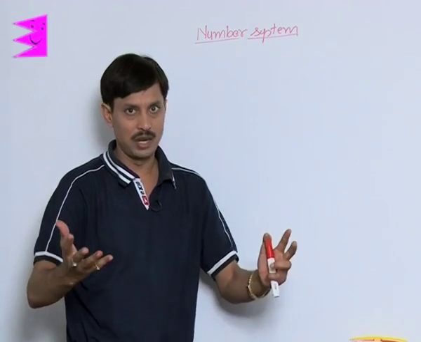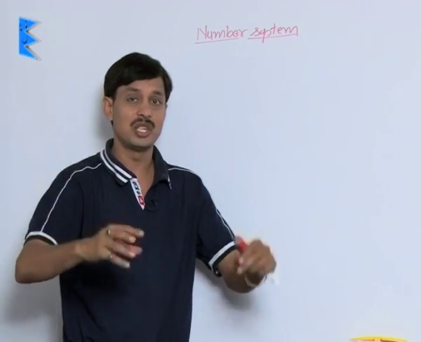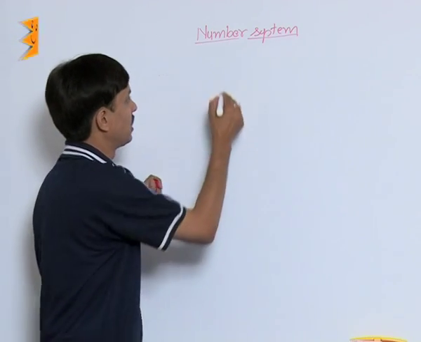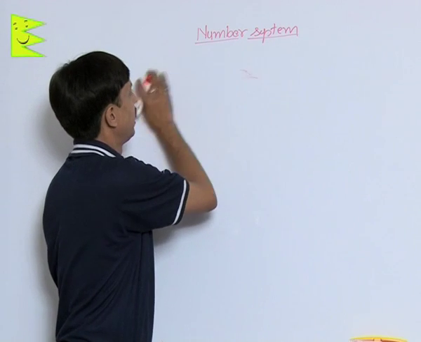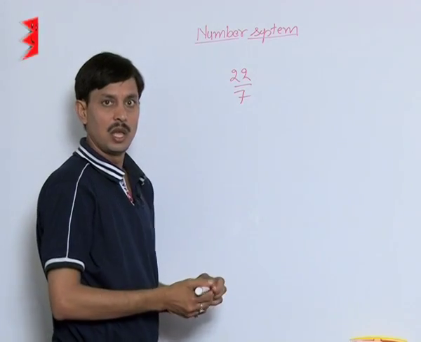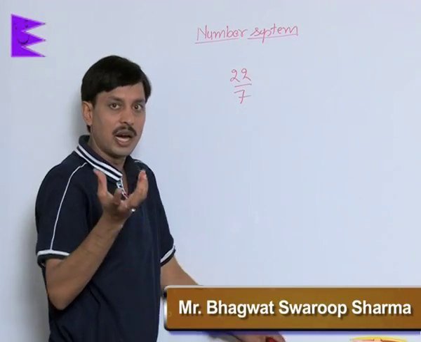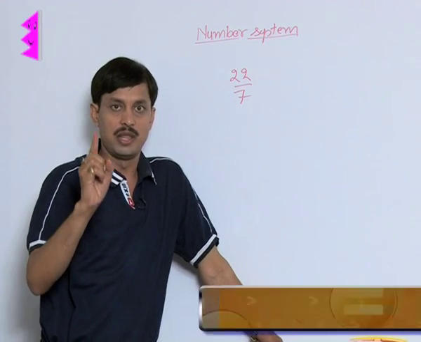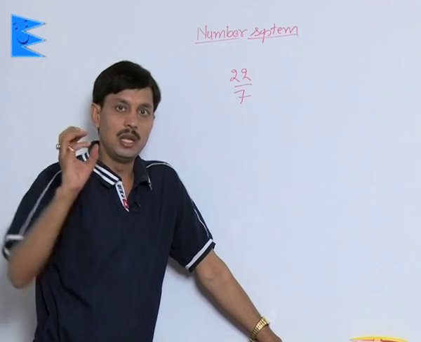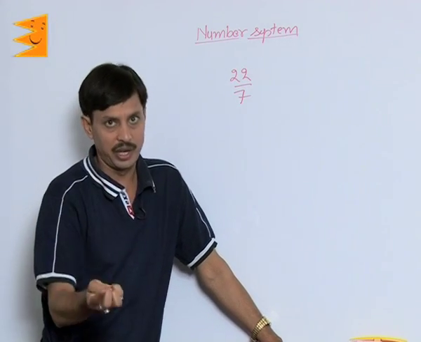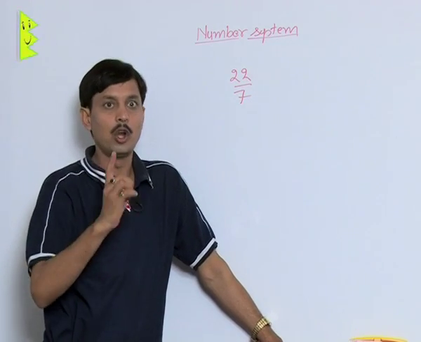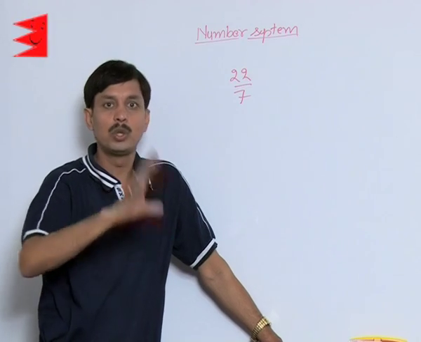Decimal form of a rational number is nothing, it is just division of the numerator by the denominator. Suppose I take an example, 22 by 7. Before I start dividing, I must have a thought whether its division will be terminating or non-terminating. The division will be terminating for those rational numbers whose denominator has only 2's, only 5's, or both 2's and 5's.